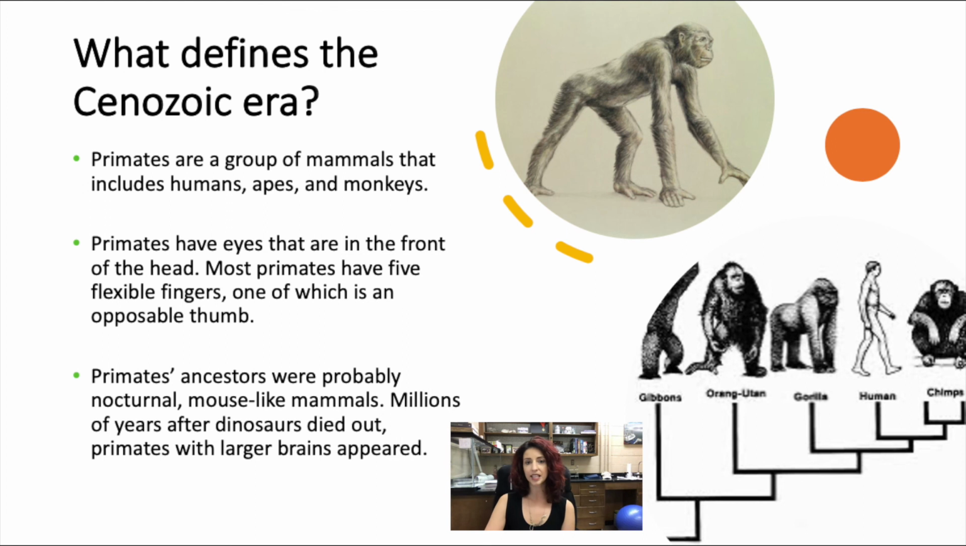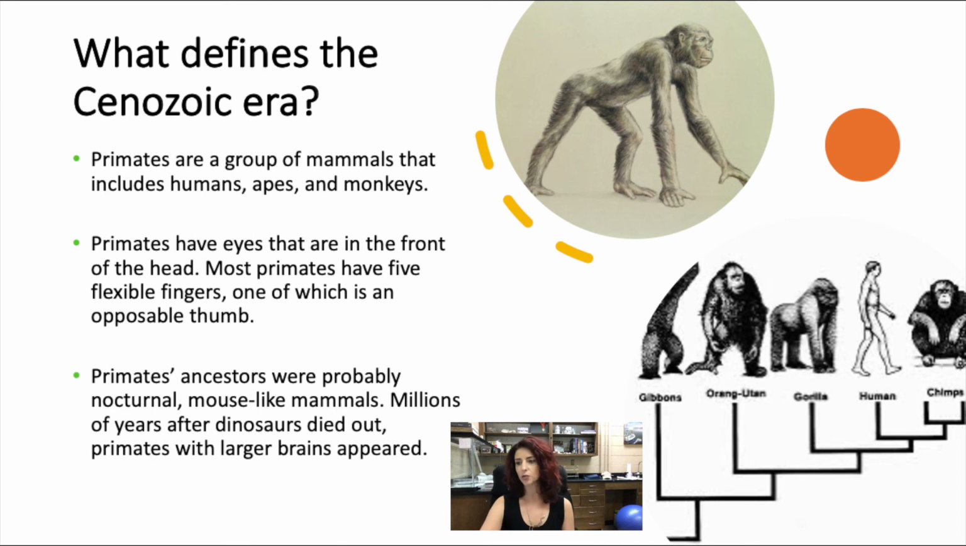When we talk about the Cenozoic era, we also have to talk about the development and evolution of primates. So primates are a group of mammals that includes the humans, apes, and the monkeys. Primates as a group have eyes that are in the front of their head, and most primates have 5 flexible fingers, one of which is an opposable thumb. So that's one of the key characteristics of the primate group.